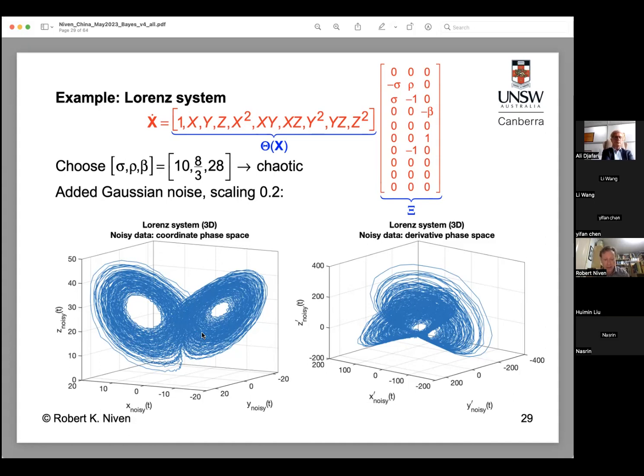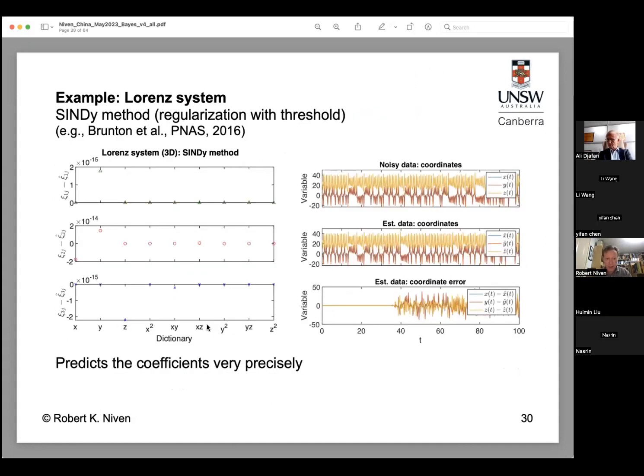Now, what I've done to analyze this system is I've added Gaussian noise. So you can see that this is a noisy system. And so can this Bayesian apparatus handle this system? That's the question. So now I've applied here two different methods. So first of all, there's a SINDy method. So this is a traditional regularization method using a threshold, which is one of the methods I had in the table that I discussed earlier.